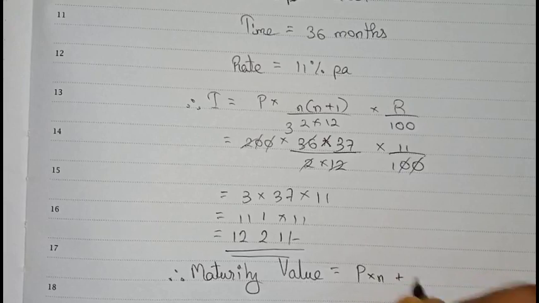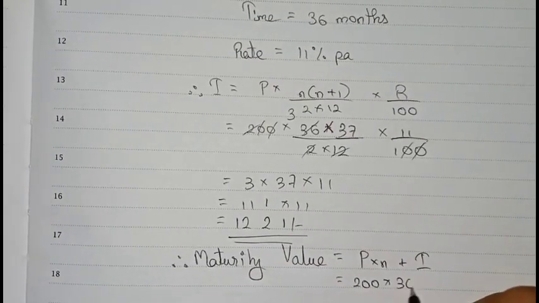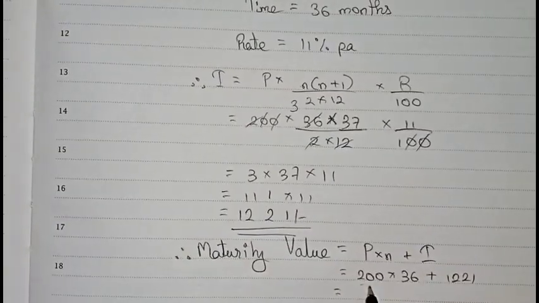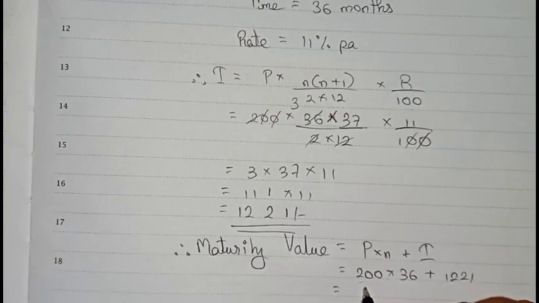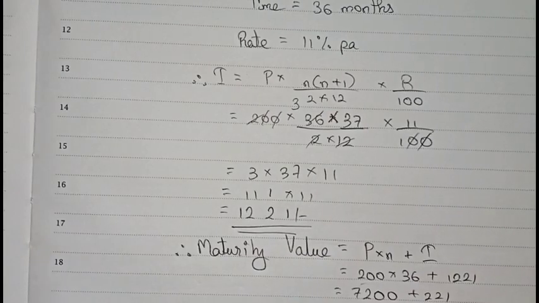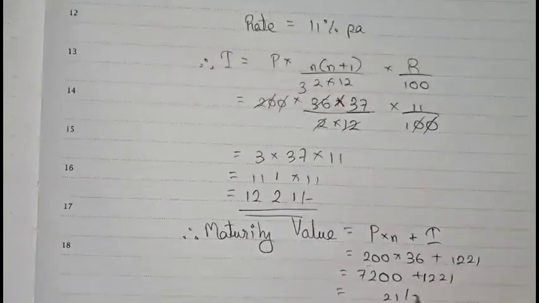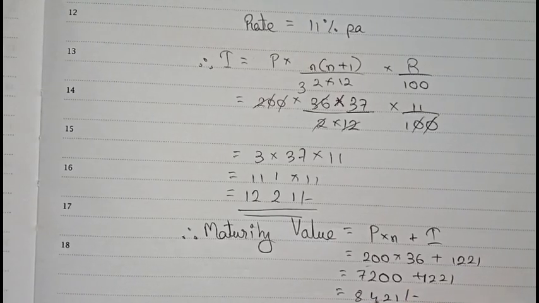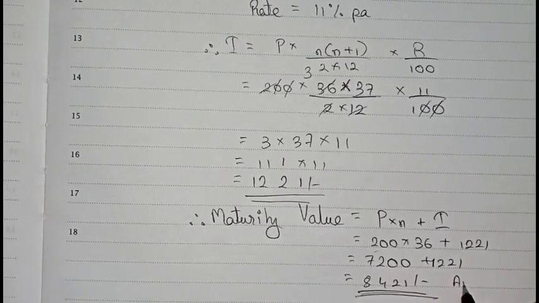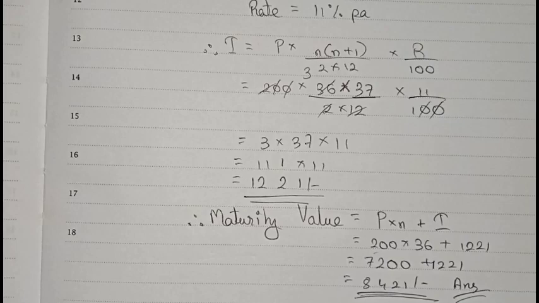So maturity value is equal to principal into n plus I. The principal is 200 into n, that is 36, plus interest, that is 1221. So 200 into 36 will become 7200 plus 1221. So it becomes 8421. That is the maturity value, and this is the final answer for this question. So let's move on to our next question.